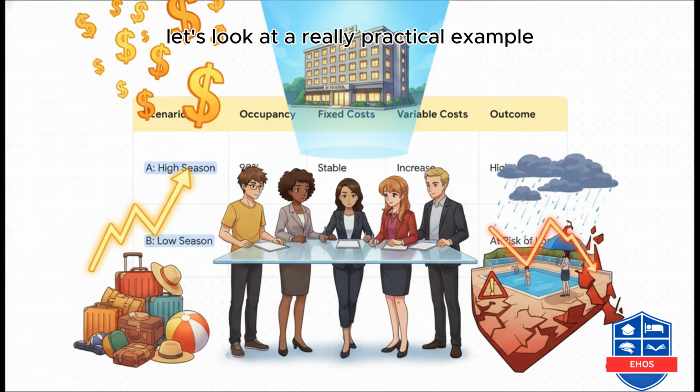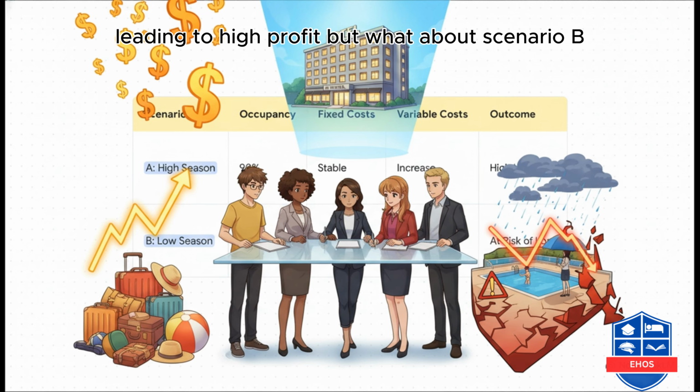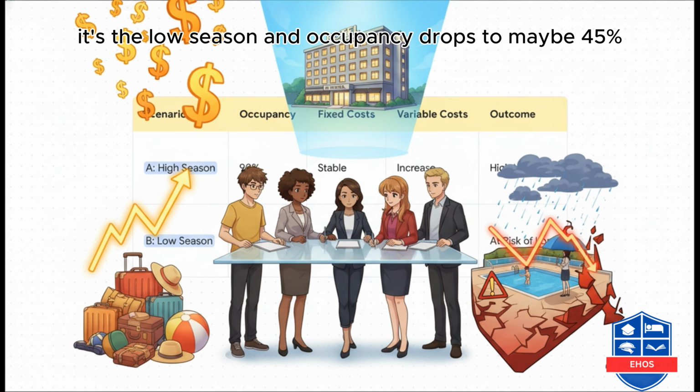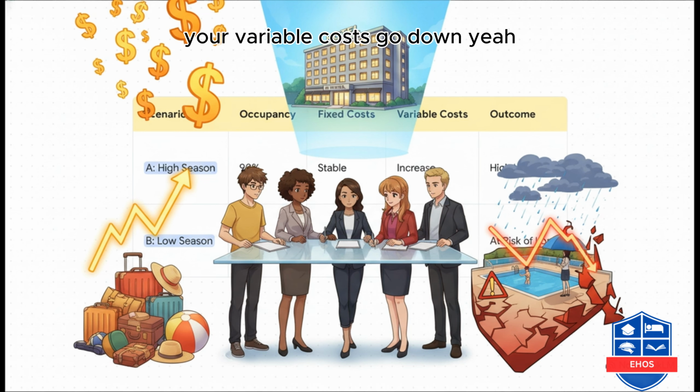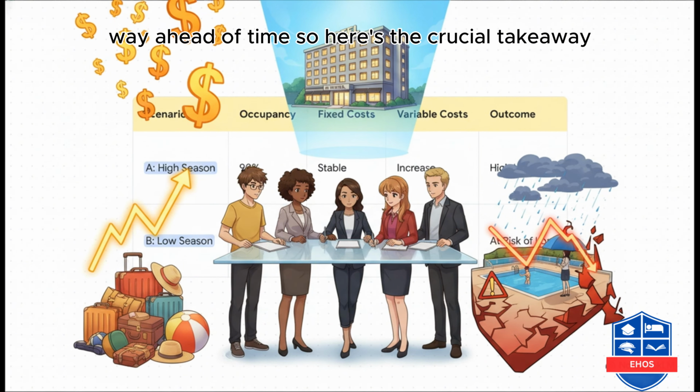Let's look at a really practical example. A manager can model out different scenarios. So in scenario A, it's high season, you're running at 90% occupancy. Sure, your variable costs go up, but your revenue just skyrockets, leading to high profit. But what about scenario B? It's the low season, and occupancy drops to maybe 45%. Your variable costs go down, yeah, but your revenue might not be enough to cover those stable fixed costs, which puts you at risk of a loss. By modeling these possibilities, you can create plans for both situations way ahead of time.